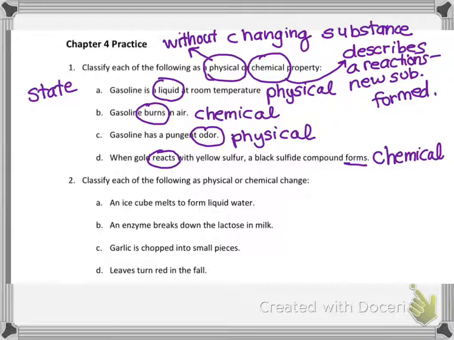Question 2. Classify each of the following as a physical or chemical change. So again, this is describing not just a property or something that we're describing or measuring, but a physical or chemical change. So something's going to change, and I have to decide, was that a physical change or a chemical change? Well, a physical change would again go with the idea that the substance does not change its identity. It's still the same substance.